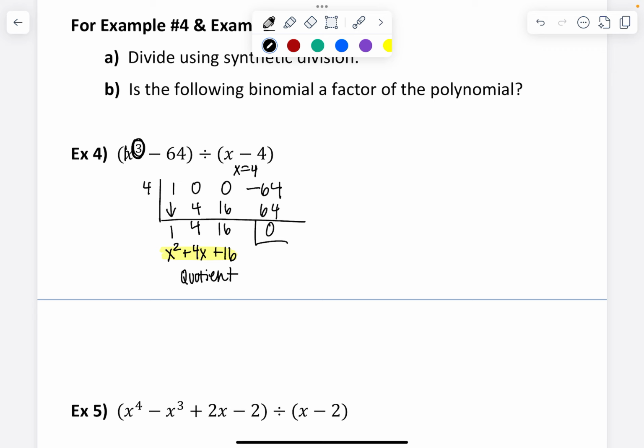So if the problem wants you to find the quotient, you're done. That's the answer to A. The answer to B is yes. X minus 4 is a factor, because the remainder is 0. We got a remainder 0, and so that's how we can determine, yes, it is a factor.